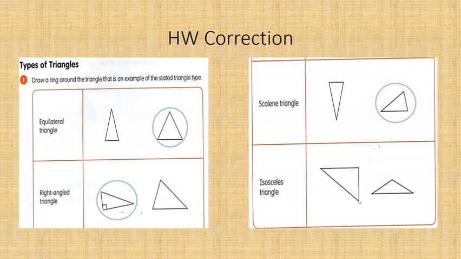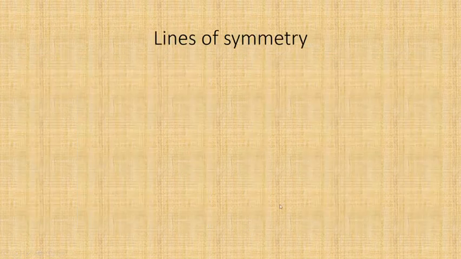Here, we need to find the isosceles triangle. If you look carefully, you'll find out that this one is not isosceles. It just has three sides that are not equal, so it's a scalene triangle. But this one has this side and that side equal. So this is the isosceles triangle. So this is the answer for this question.